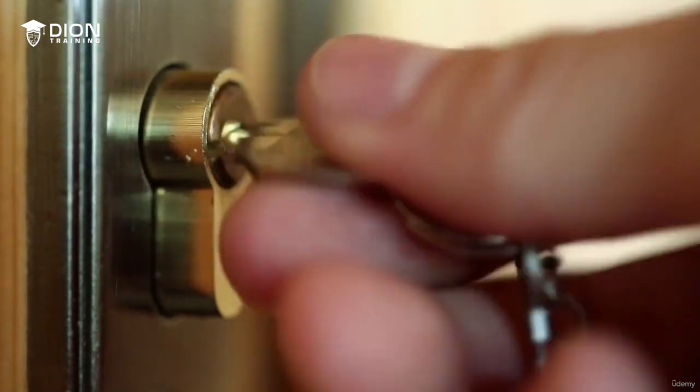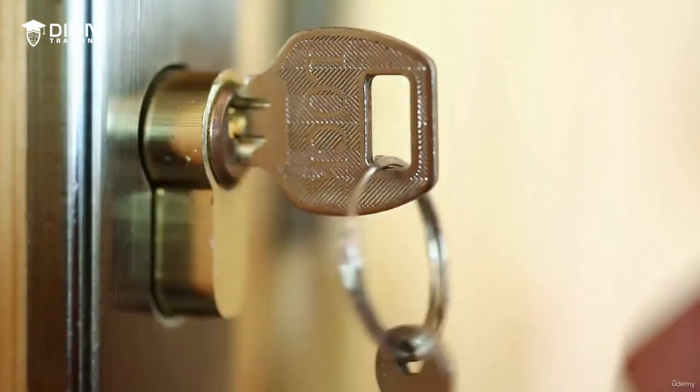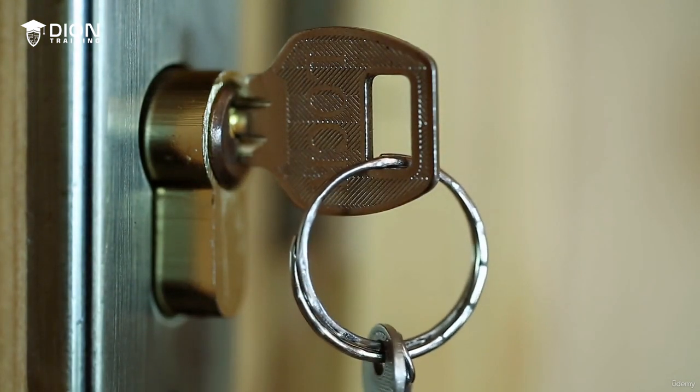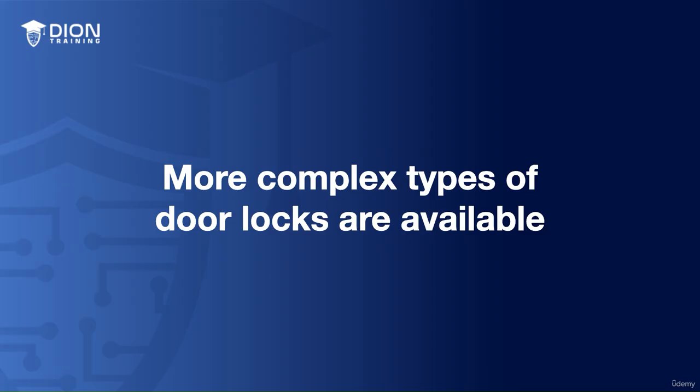But most of us are going to use a more complicated door lock like the one on the front of your house. And if you look at that one, it uses a traditional key to lock and unlock the door. Well, these are a little bit more complicated than a standard padlock, but they can still be defeated using the same techniques in about 30 to 60 seconds by most skilled attackers. Thankfully, though, more complex types of door locks are also available to us.